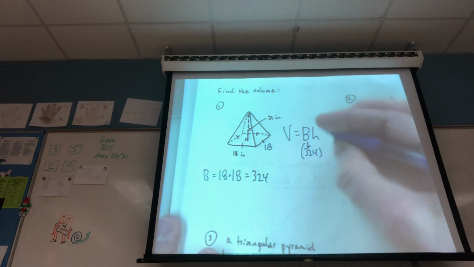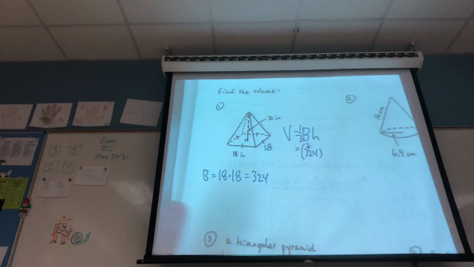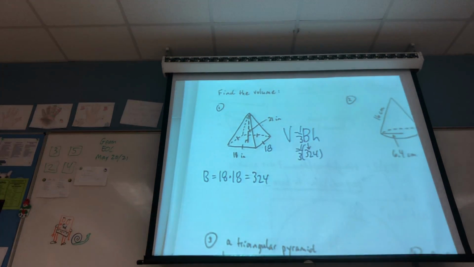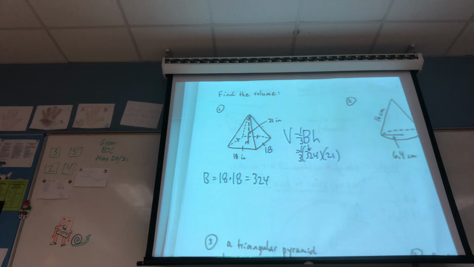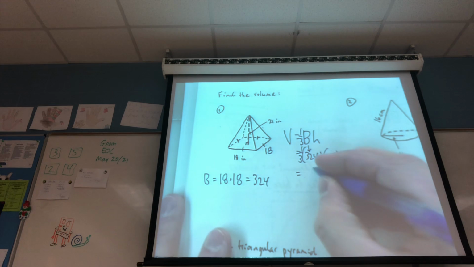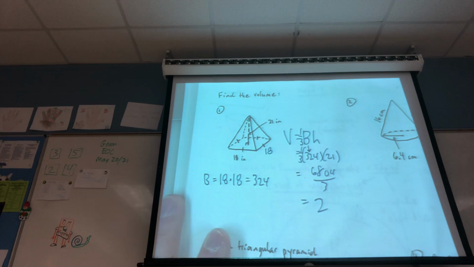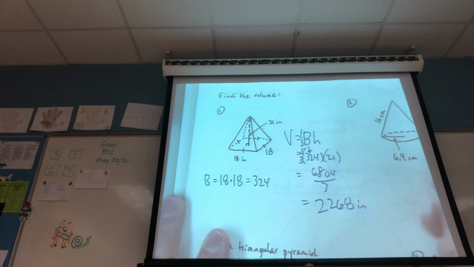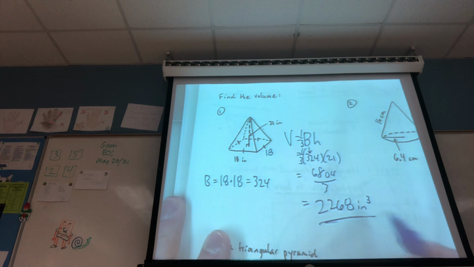Wait, is that a one-third? Yep, good catch. Okay, and then the height would be 21 because there's the perpendicular. You got your straight up and down height perpendicular already in there, so 21, which would be 6,804, and divided by 3 is 2,268. Inches. Inches what? Volume, so it is cubic.